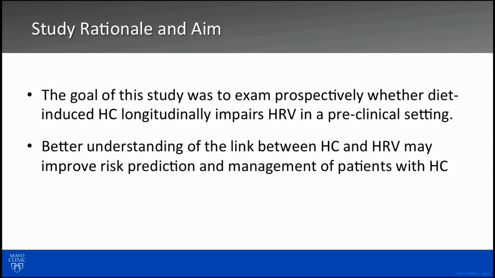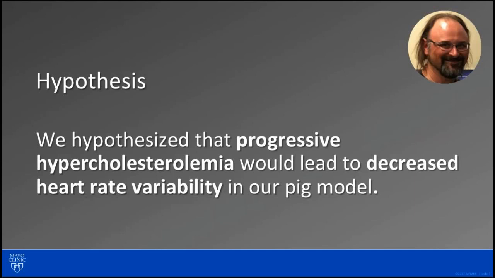So what we were interested in, and the goal of our initial study here, was to look at and prospectively collect data on whether or not diet-induced hypercholesterolemia could longitudinally impair heart rate variability in a preclinical model. That might allow us to have a better understanding of the seen and associated link between hypercholesterolemia and heart rate variability, to help manage and improve risk prevention in patients that do have HC. So our underlying hypothesis was that progressive hypercholesterolemia would lead to a decreased heart rate variability in our preclinical swine model.